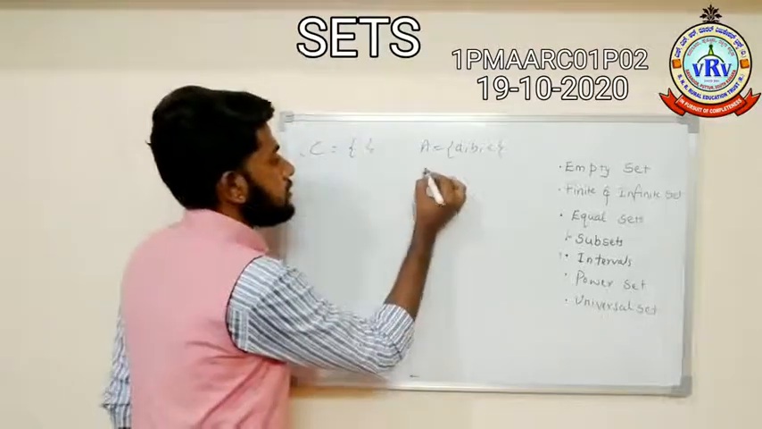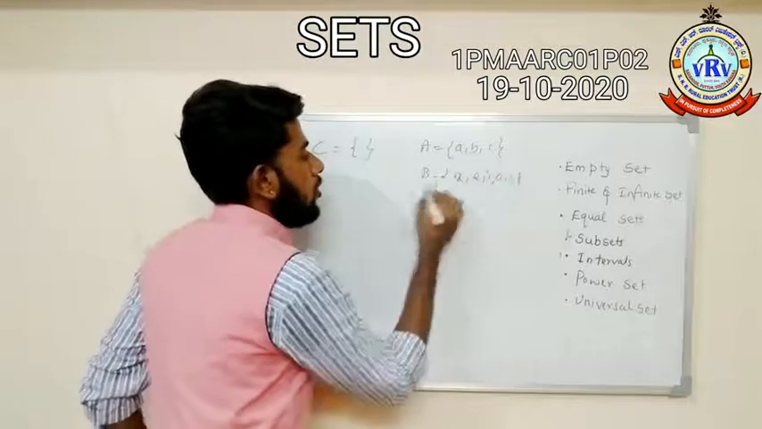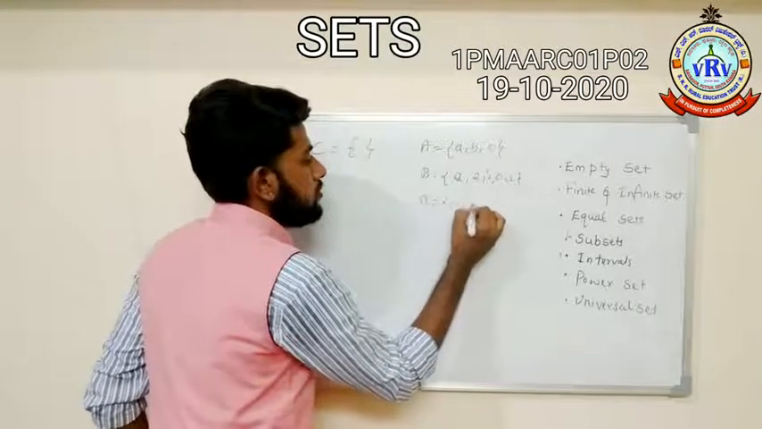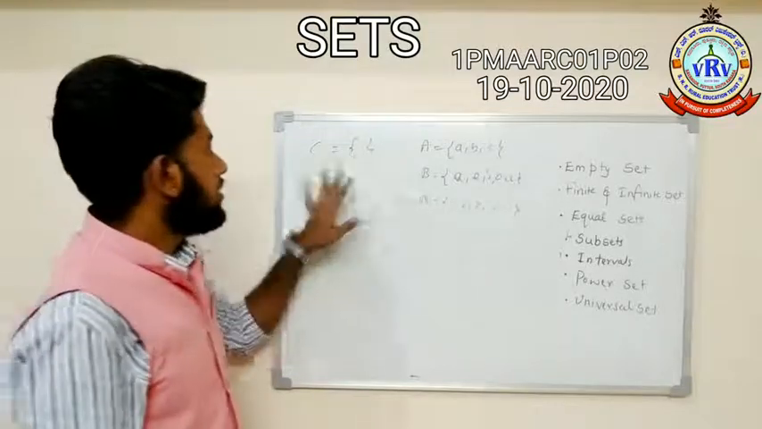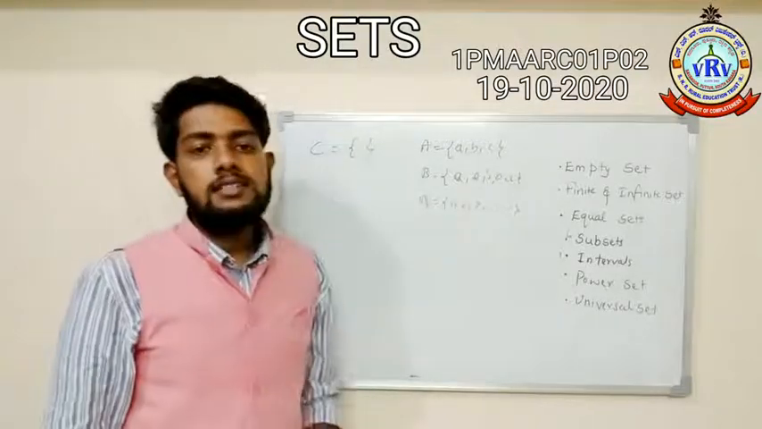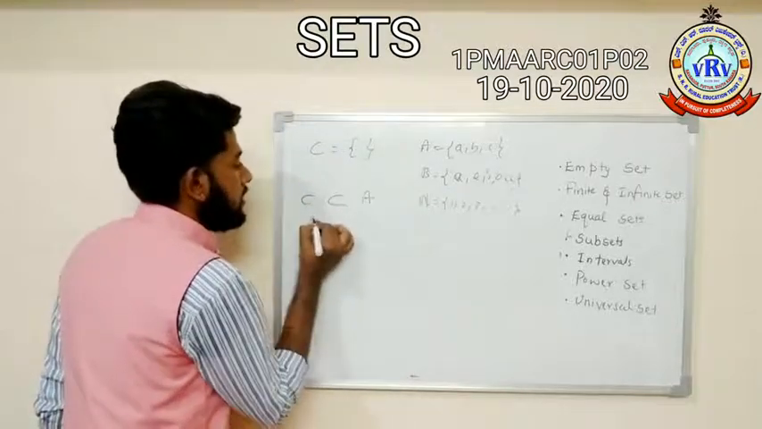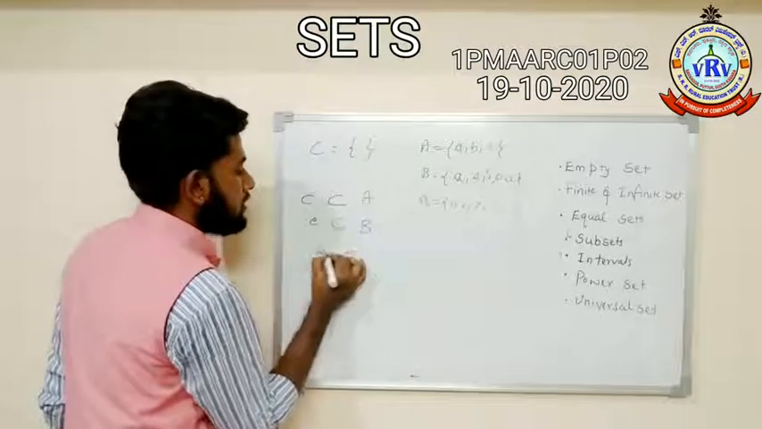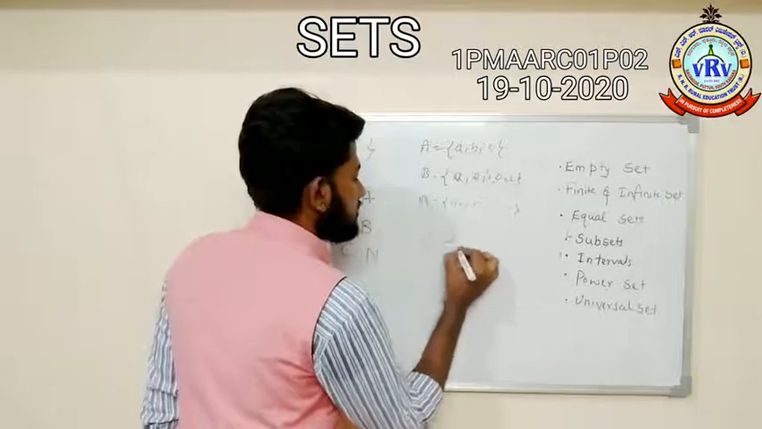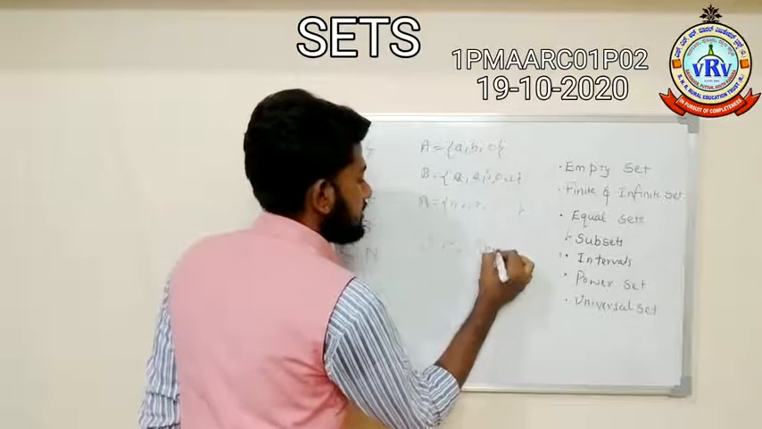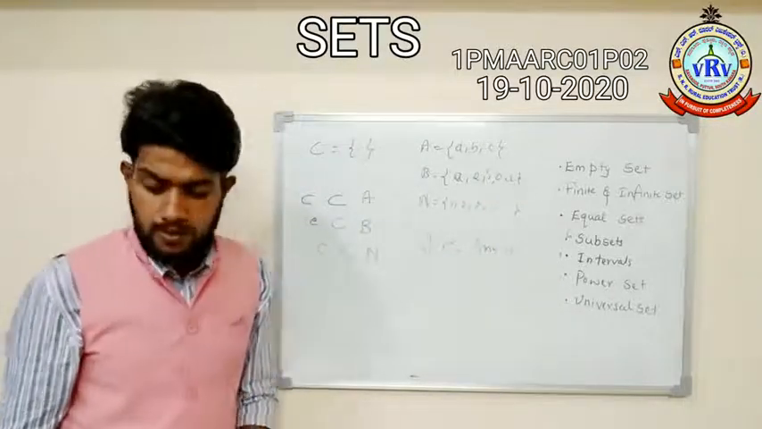If you take set B, which is A, E, I, O, U, or the set of all natural numbers, consider any set, then the empty set is a subset of any set. I can write C is a subset of A, C is a subset of B, C is a subset of N, or the empty set is a subset of any set.